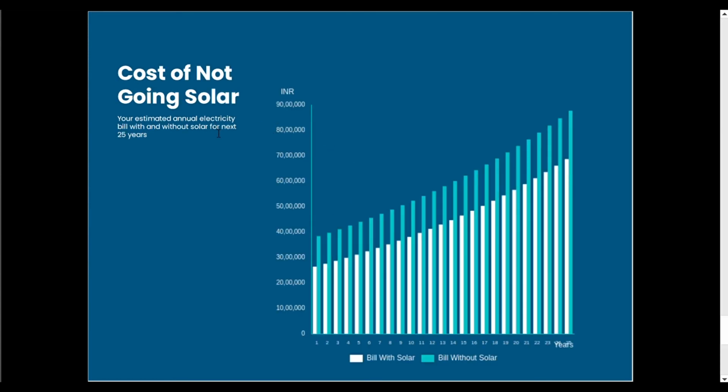This is a page that shows the client the cost of not going solar. Basically, the client can see what his bill will be like when he does not install solar panels, and there is an increase in the electricity rates year on year for 25 years. The white color columns show how much less he'll be spending on electricity bills.